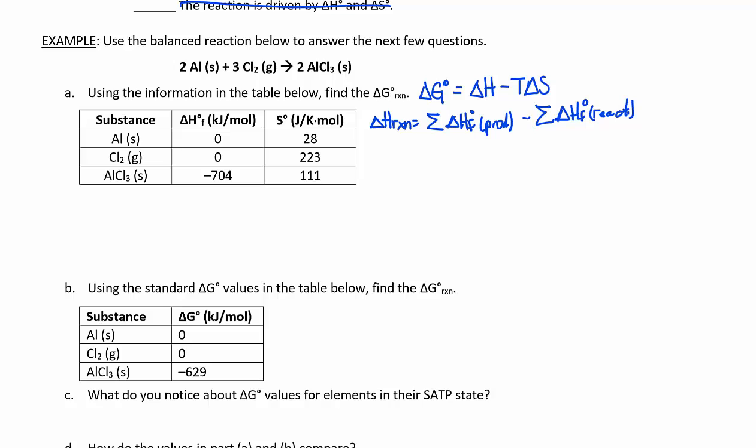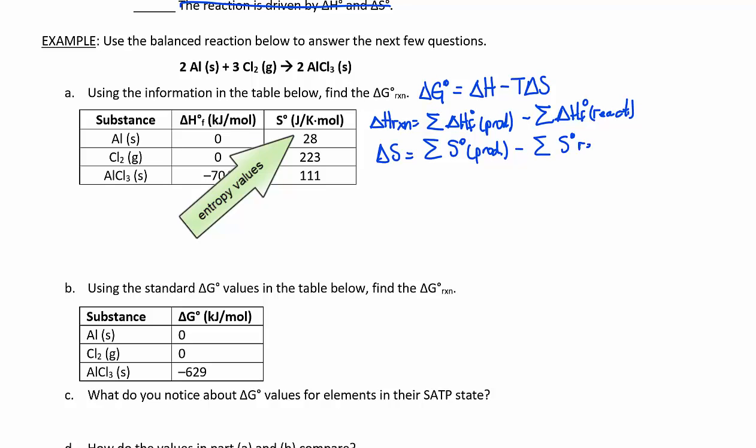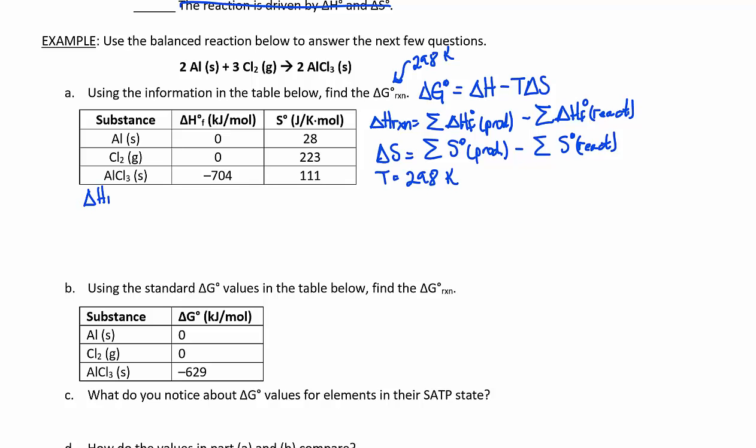Our delta S will be the sum of the standard entropy values of our products minus the sum of the standard entropy values of our reactants. We're going to assume this is at 298, so our temperature will be 298 Kelvin. We should be able to figure our delta G out now. So let's calculate the delta H of our reaction first.